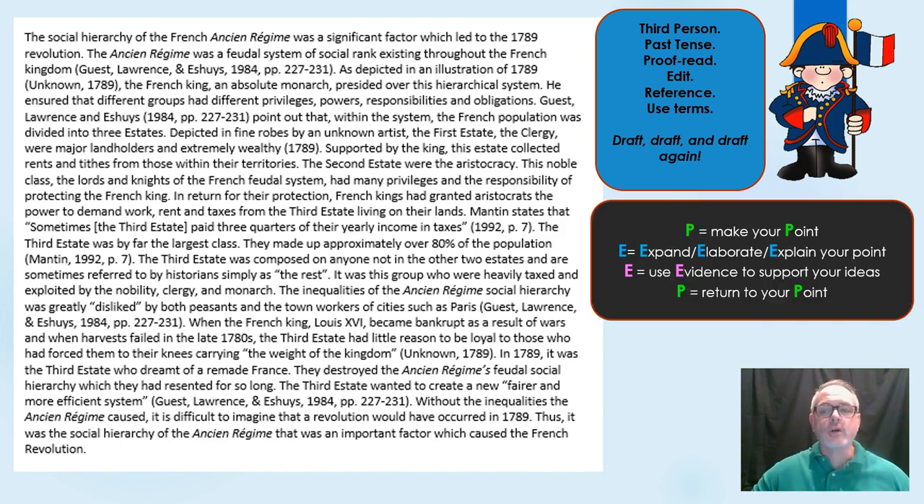So the structure of this paragraph is a PEEP, P-E-E-P structure, by which I mean make your point, P for point, then expand, elaborate, explain that point, move into using evidence, and then come back to your point. Now, some teachers will call this a teal structure, where it's topic sentence, explain or use evidence, it doesn't matter the order of those so much, and then link it all back to the question.